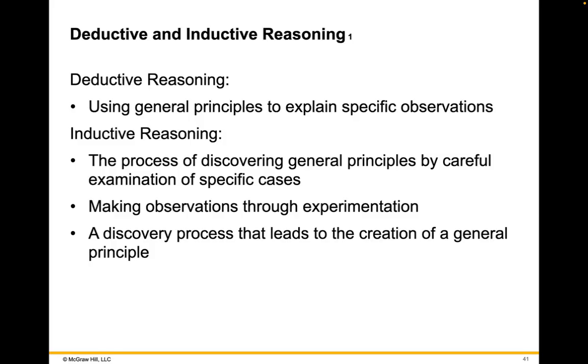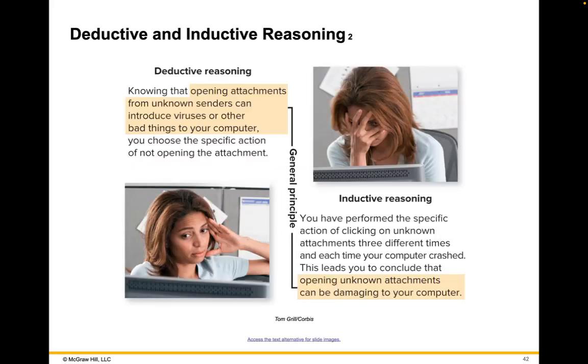Now, deductive reasoning is using general principles to explain specific observations, and then kind of the opposite is inductive reasoning, where you discover these general principles by carefully examining specific cases. So you're getting small, specific ideas from larger ideas, or you're using smaller ideas to create the larger ideas. In inductive reasoning, you are making observations through experimentation, which often leads to a discovery of a principle or general idea.